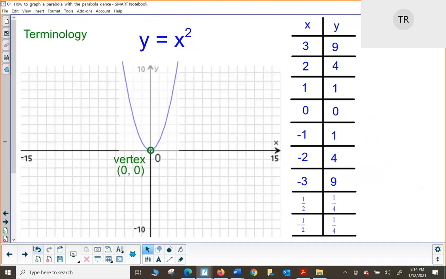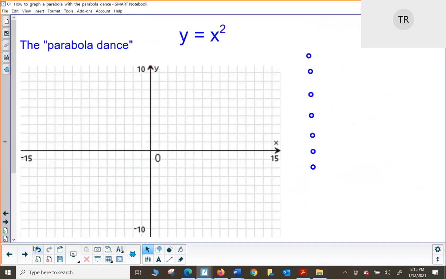The vertex is at the origin, and this mirror line is also called the axis of symmetry. And the reason for that is it's a mirror on each side of that mirror line. And then I'd like to say, anytime you go to graph this, I'd like you to think of this as a dance, as just kind of a method of doing this.